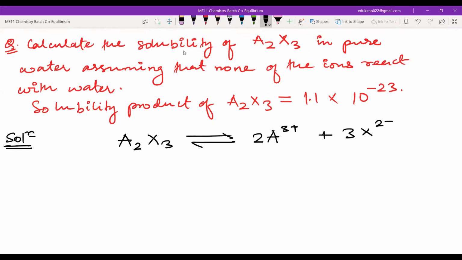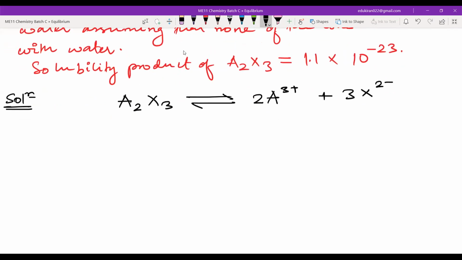Let us say that we took some amount of solid, S. This is the concentration of salt that we took. Now I can say from 1 mole of this particular salt, 2s moles of A will be formed and 3s moles of X will be formed. Yes or no? Yes, sir.